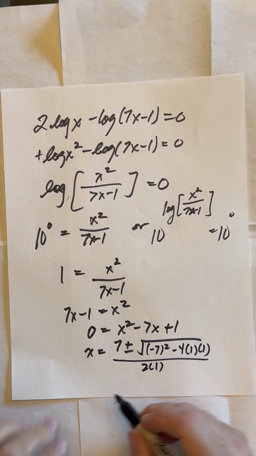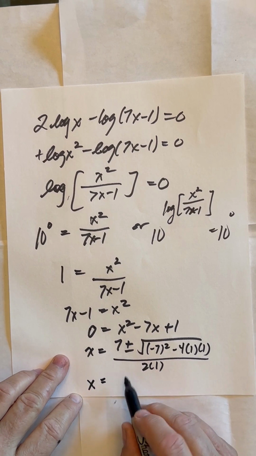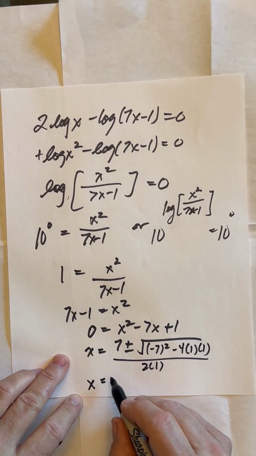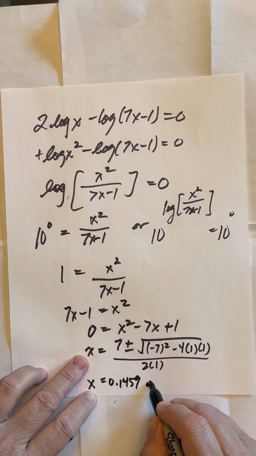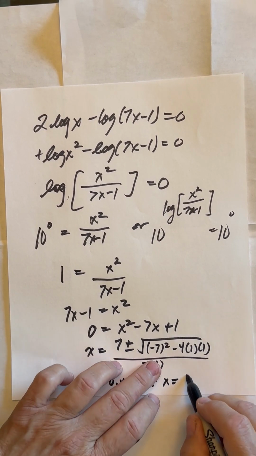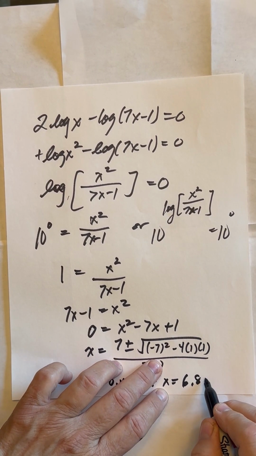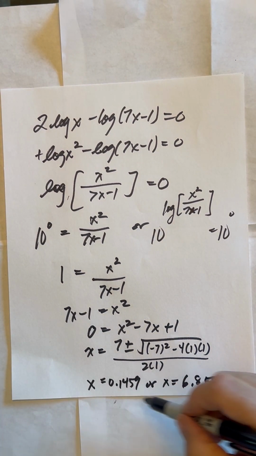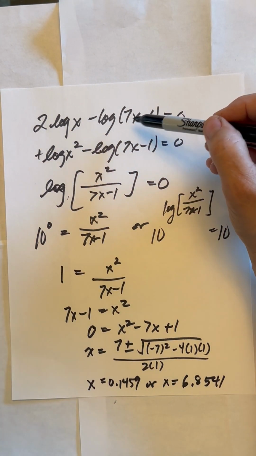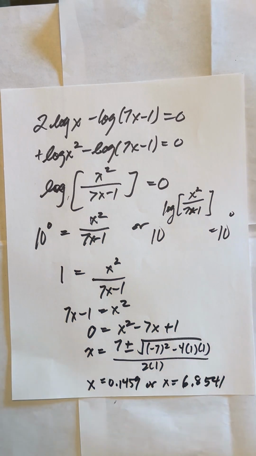And what you'll end up getting is x equals 0.1459, or x equals 6.8541. And if you plug each of these values in here, you'll get a true statement. It will check out correctly. Make sure you can see the whole page. Yep. And that is our last example.